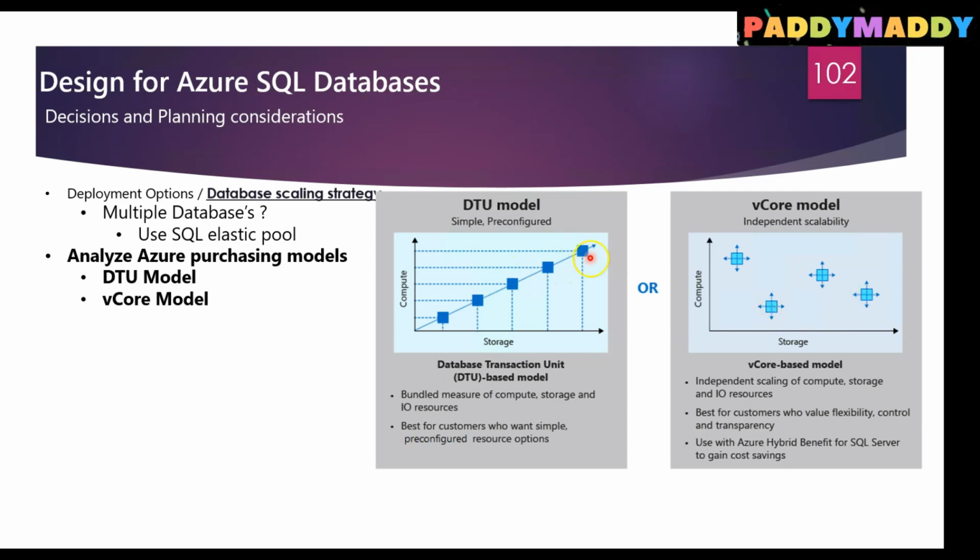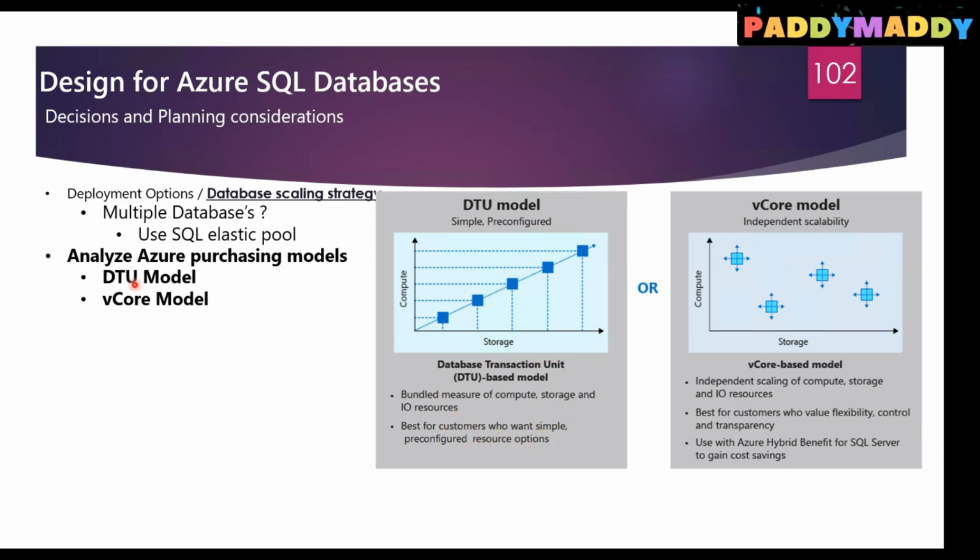Whereas the DTU model, D stands for database, T stands for transaction, U stands for unit. So DTU, database transaction unit, is a combined measurement of your compute, your storage and your input output resources. So the DTU model is a simple pre-configured purchase option. The performance completely depends on the core values like the compute and storage and IOPS based IO resources, right? And this option is not available on SQL managed instances.